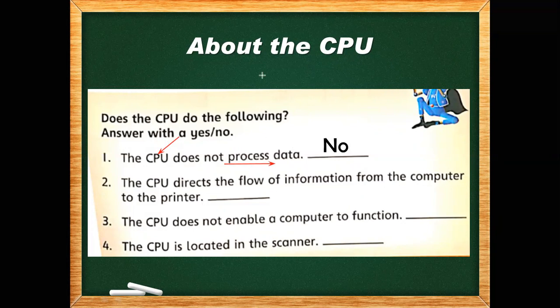So the answer is clear, no. Okay. So the next one is: the CPU directs the flow of information from computer to the printer. Directs means give directions, give a route to the information from computer to the printer. For example, if we are printing any paper from computer to printer, will the CPU give directions to the computer towards the printer? So will CPU give directions or not?